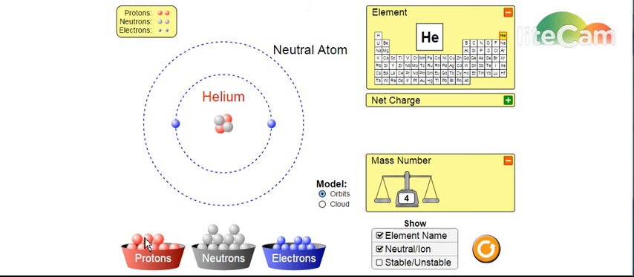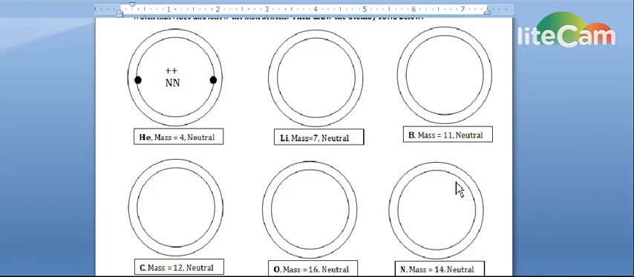So, by adding 1 proton to helium, we can turn this into lithium. And there it is. It's now the next element. We got the number of protons right, but let's see how many neutrons we need to put in it. Look at your paper. This is telling me that we need to build an atom of lithium that has a mass of 7.